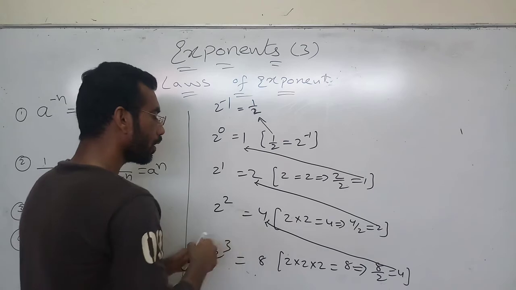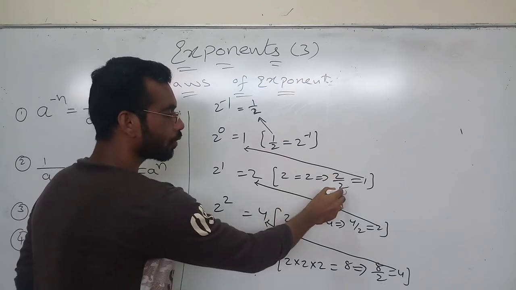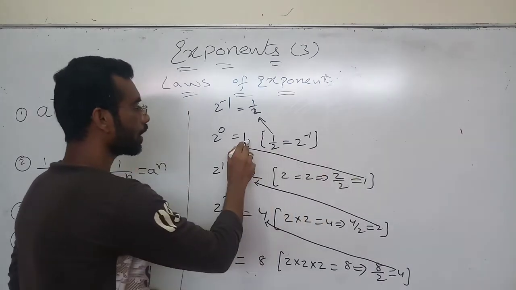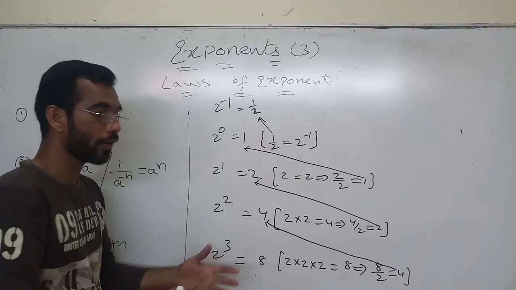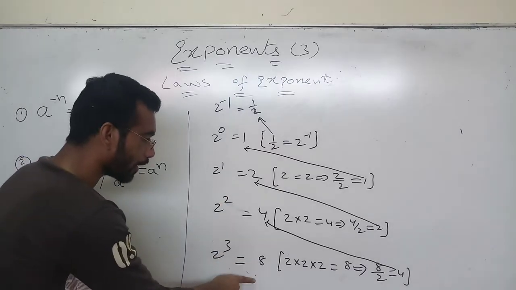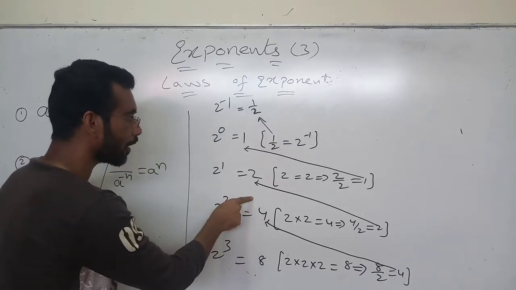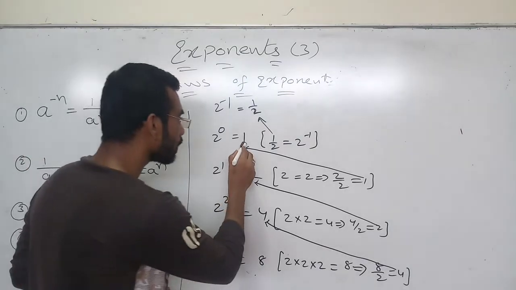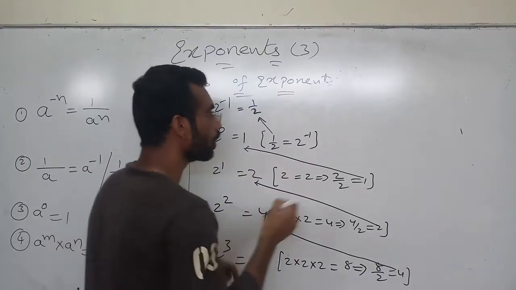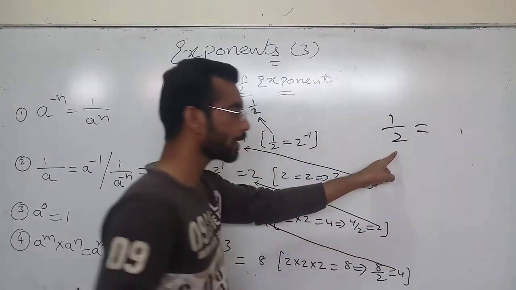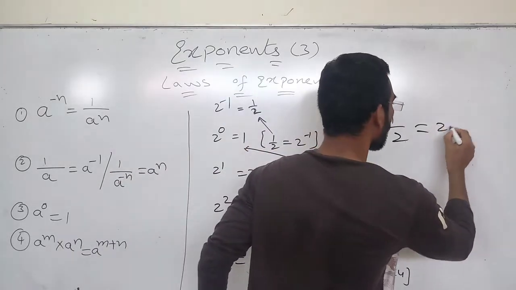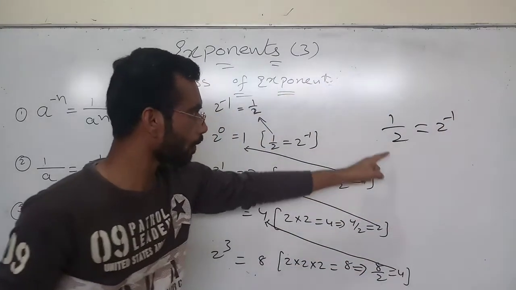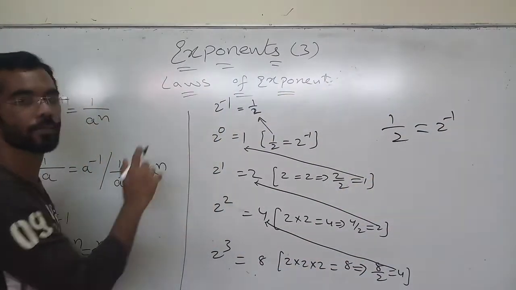2 divided by 2, how much will it be? 1. Here it is 1. Now every number is getting divided: 8 divided by 2, 4 divided by 2, 2 divided by 2, 1 divided by 2. 1 by 2, if you take this 2 to the numerator, it will become 2 power of minus 1. Like that it will be minus 1.